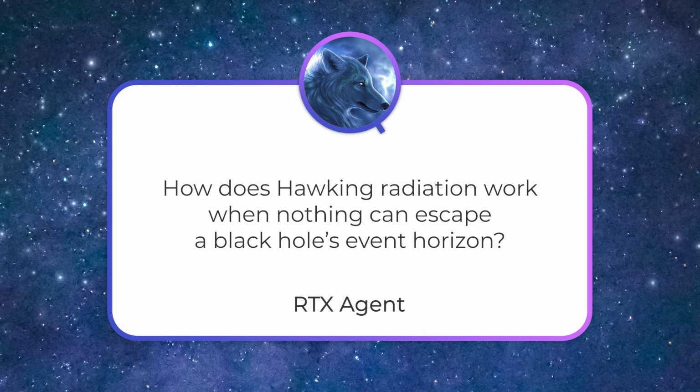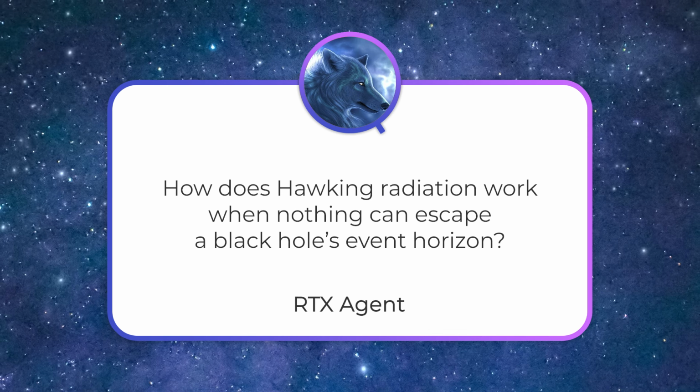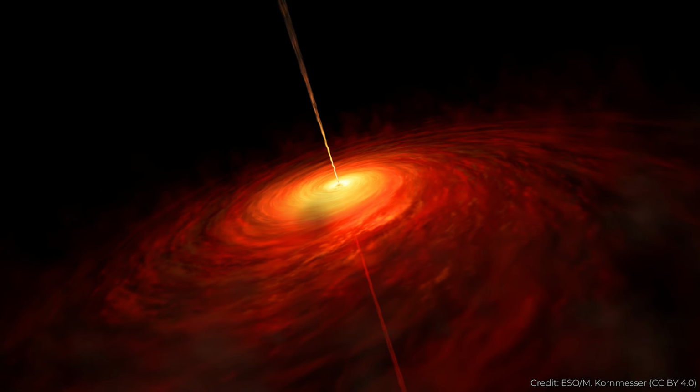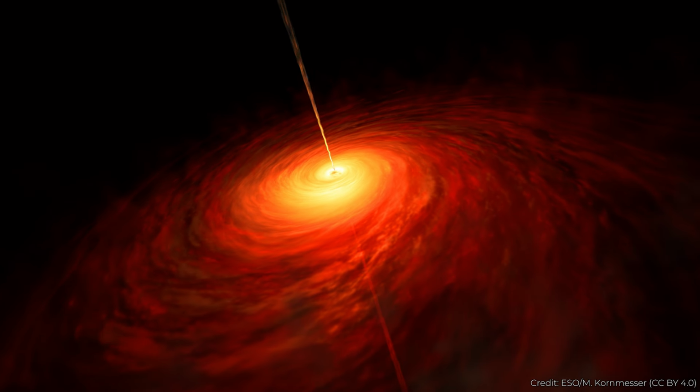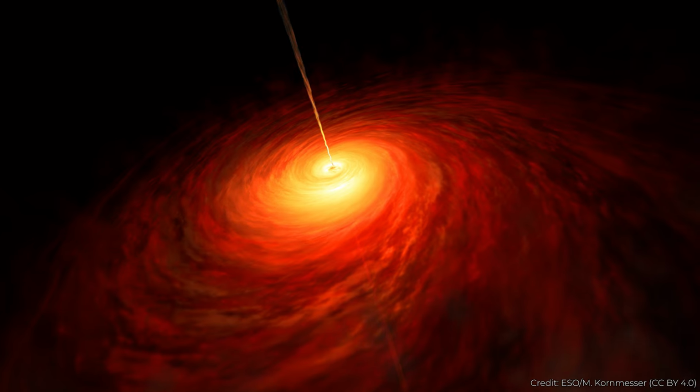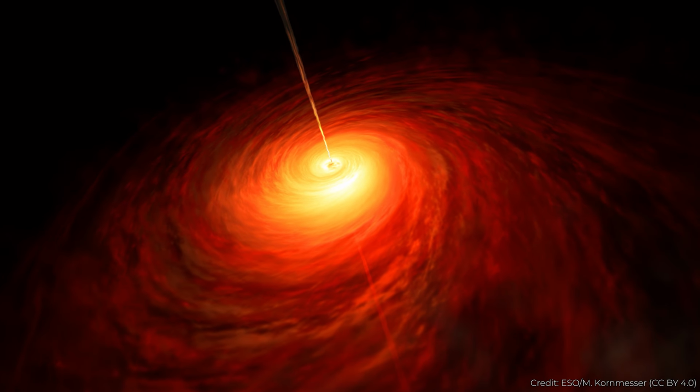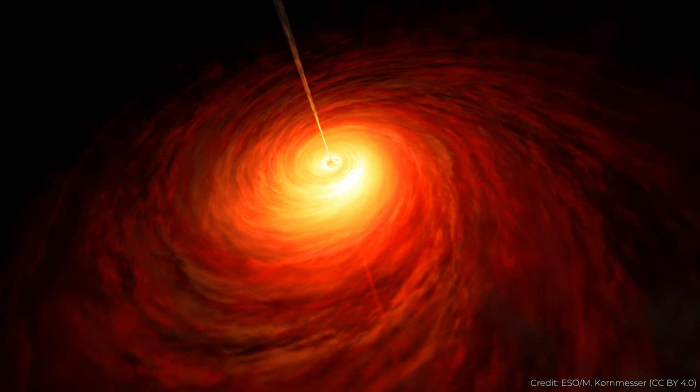RTX agent asks, how does Hawking radiation work when nothing can escape a black hole's event horizon? The Hawking radiation isn't coming from the black hole, it's coming from the area around the black hole, and then the black hole is donating the material. Stephen Hawking figured out this idea of Hawking radiation. He realized that black holes should evaporate over vast periods of time.